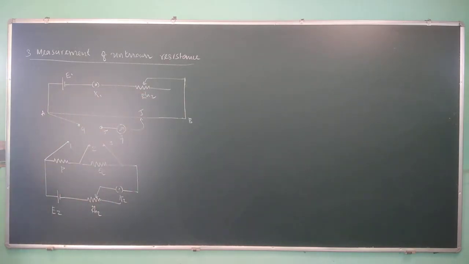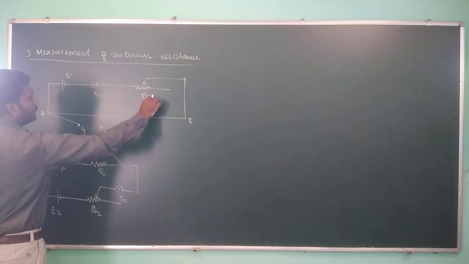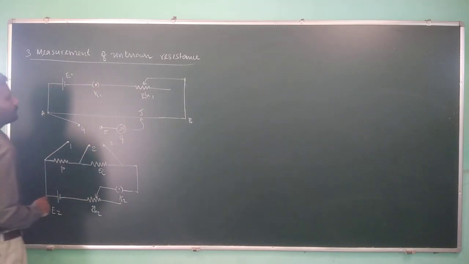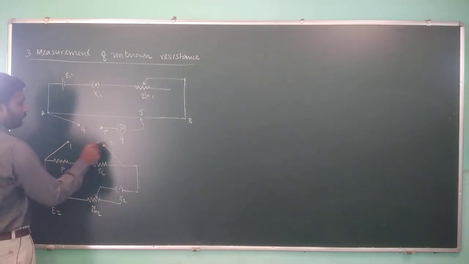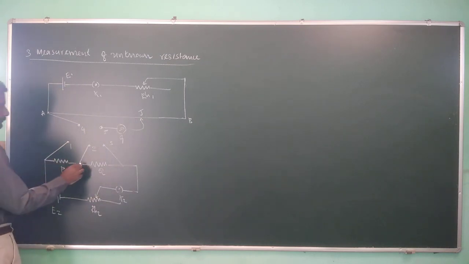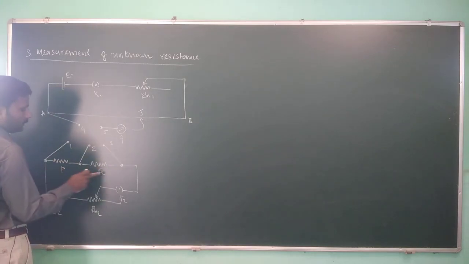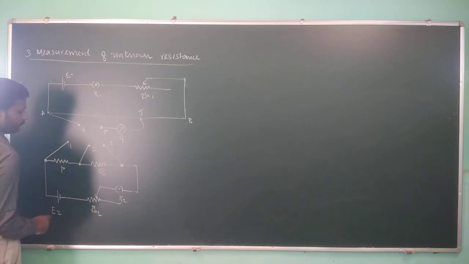So this is the experimental setup to calculate the value of the given unknown resistance. Here there is a battery E1, a key, and a rheostat. This is the potentiometer of length AB, which is 10 meters, a galvanometer, and a jockey. There are 5 connecting points. Here there are resistance P, resistance Q, a second battery, a rheostat, and a key.